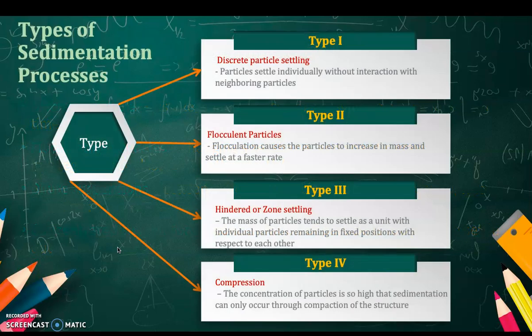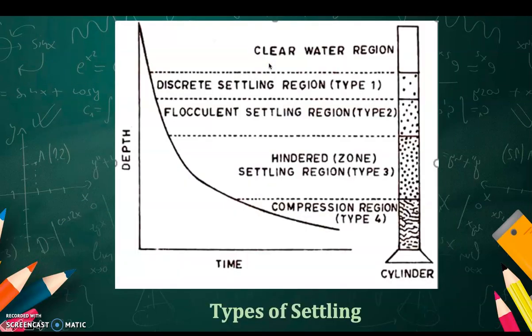So in sedimentation, there are 4 types of sedimentation. The first one, type 1, is discrete particle settling. Later you will see. For example, if we have an experimental apparatus, a cylinder like this, and you put water, let's say a river water sample, in it, you will see. So this is type 1. Let me show you some.